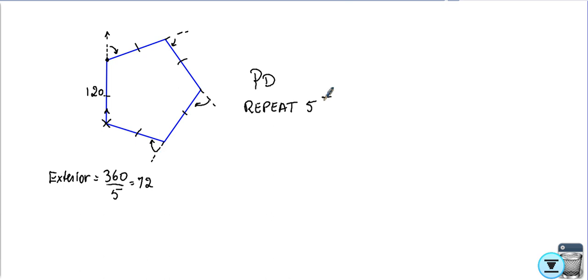So repeat 5 times. Forward the number of steps, which were 120. Turn to the right. It could have been to the left, doesn't matter. Turn to the right by the exterior angle, 72 degrees. And close brackets. Again, let's remember that to check that we did it correctly, if we multiply those two, we should get an angle of 360 degrees.